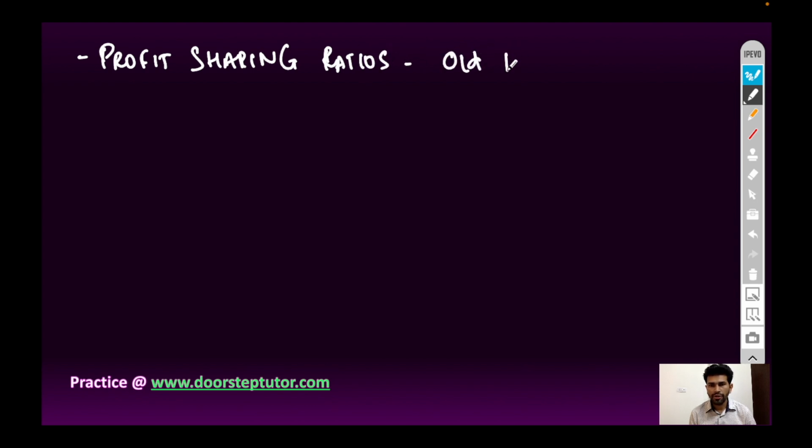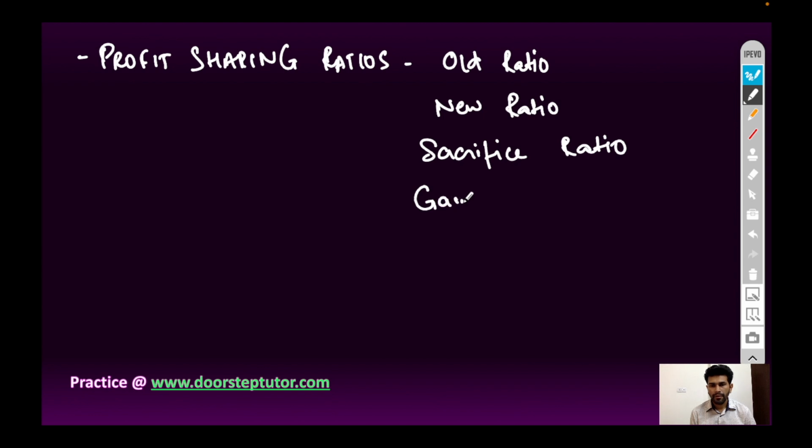In this lecture, we will discuss different types of profit sharing ratios, such as old ratio, new ratio, sacrifice ratio, gain ratio, and methods of valuation of goodwill.